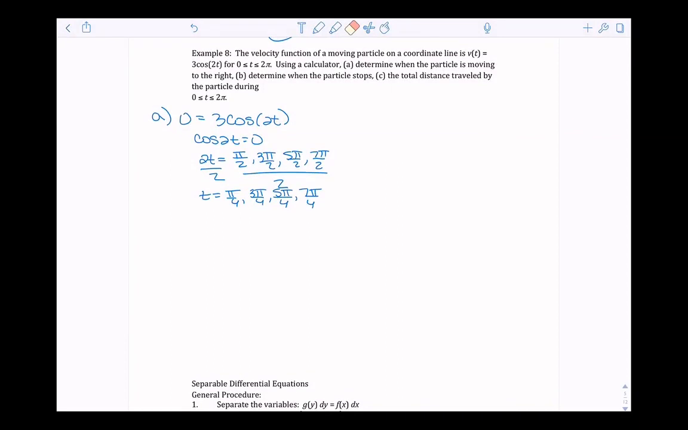So zero to pi over 4, union 3 pi over 4 to 5 pi over 4, union, sorry, not 5 pi over 4, 7 pi over 4 to 2 pi.